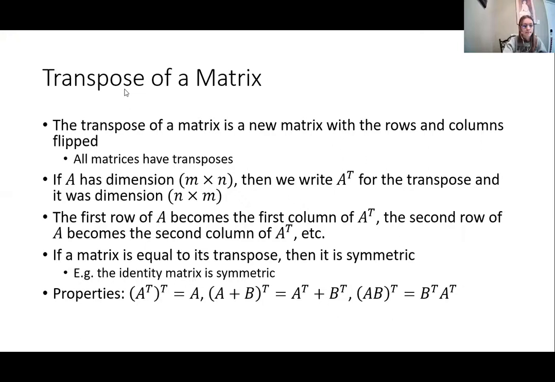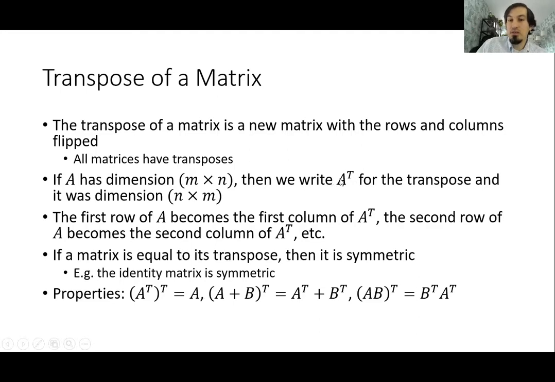The transpose of a matrix is actually a new matrix where the rows and columns are flipped. And actually all matrices have a transpose. It's not something only square matrices have or only certain dimensions. All matrices can be flipped where the first row becomes the first column, the second row becomes the second column, the third row becomes the third column, etc. That's literally all that you do to create a transpose.